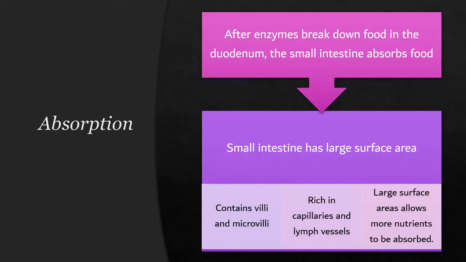After enzymes break down food in the duodenum, the small intestine absorbs the broken down nutrients from the foods. The small intestine has a large surface area and is rich in capillaries and lymph vessels. It also contains villi and microvilli. The large surface area allows for more nutrients to be absorbed.